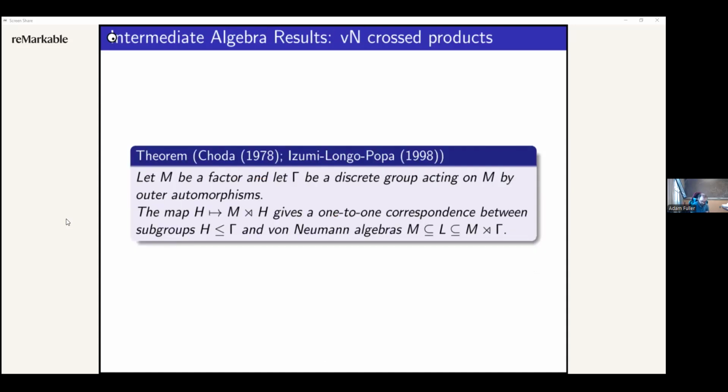I think the most famous example, at least from an operator algebra viewpoint, is this work by Izumi, Longo, and Popa, building on earlier work by Choda, that if M is a factor and we have a discrete group acting on M by outer automorphisms, then there's a one-to-one correspondence between the von Neumann algebras which sit between M and this cross product, and the subgroups. So this is often referred to as a Galois correspondence. It's the subgroups of gamma that give you the sub-von Neumann algebras in between M and the cross product.